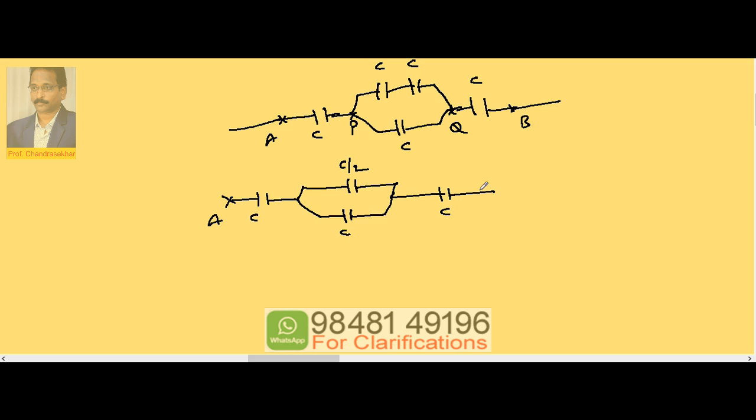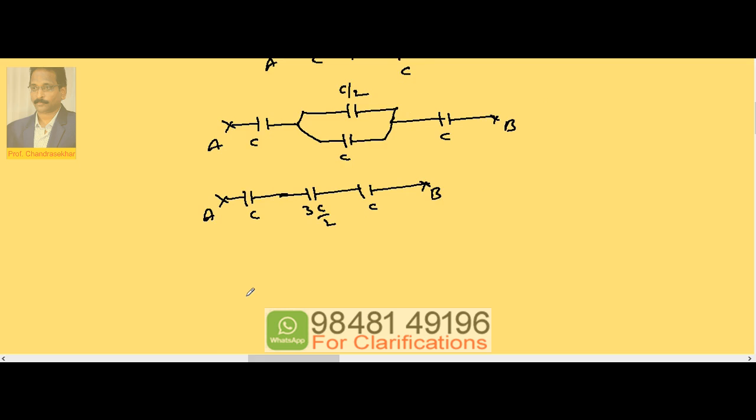This is our A, this is our B. Now C by 2 and C are connected in parallel, so the equivalent becomes 3C by 2. In a parallel combination it is the sum, C plus C by 2. So this is C, this is B, this is A. Now all the three are connected in series. The equivalent capacity between A and B: 1 by C plus 1 by 3C by 2 plus 1 by C.